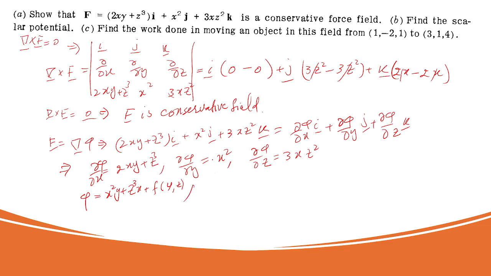So that is the first integration. The second integration is phi is equal to, with respect to y, x square y and some function of the other variables, which are x and z. And the third one gives me phi is equal to, with respect to z, x z cube plus some function of the other variables, that is x and y.